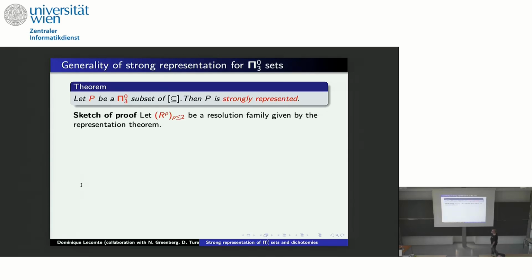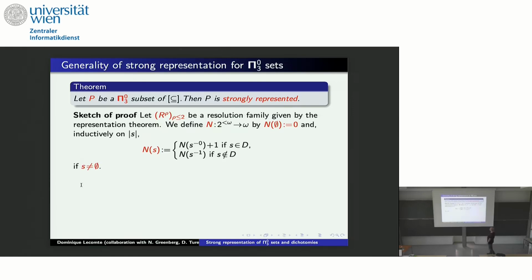And maybe one minute just to give you the objects without any proof. But how is it constructed? So you start with an arbitrary representation, which exists by the Debs and Saint Raymond theorem, and we define a map n from finite sequences to natural numbers. Start with n of the empty sequence being 0, and by induction on the length of S, you say that n of S is n of the 0 predecessor plus 1 if S is in D, and n of the 1 predecessor if S is not in D.